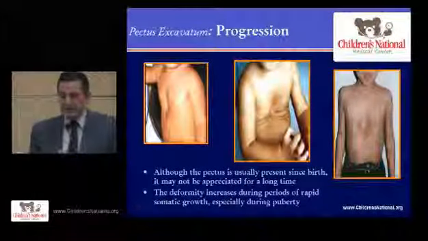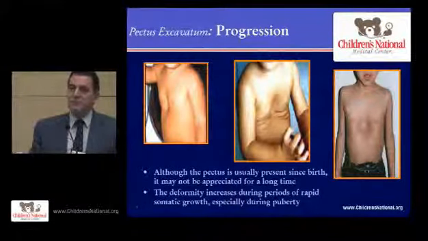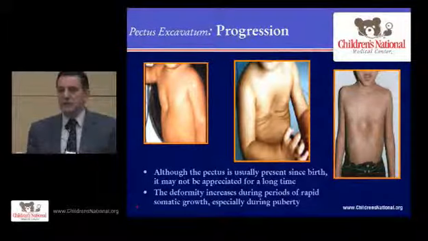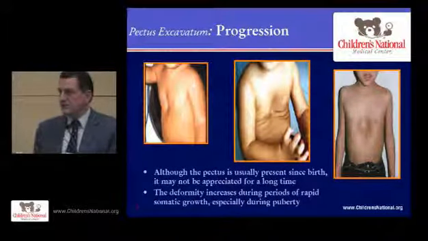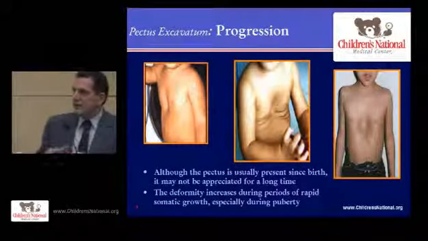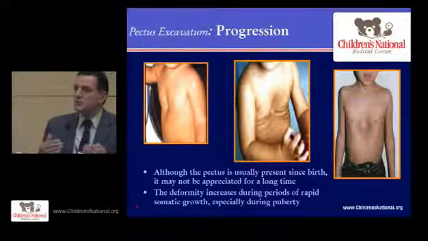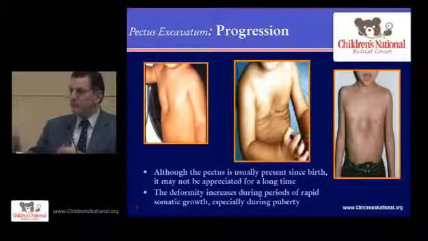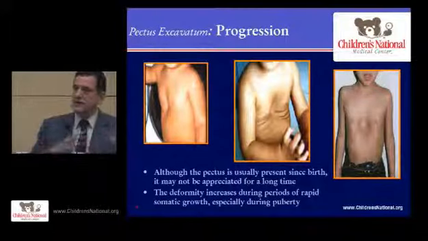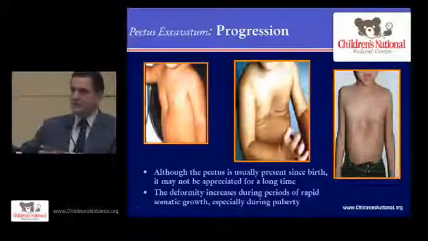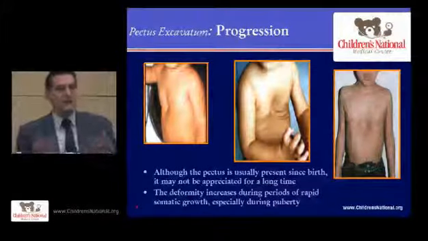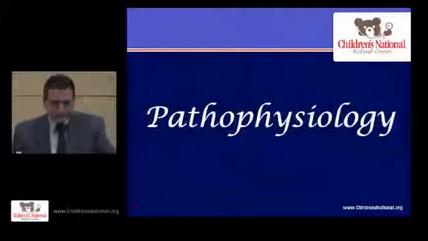And, as you can see in the middle picture, it becomes pretty prominent in later childhood, and it becomes even more prominent during adolescence, during puberty, and right after that. So, like a lot of other skeletal deformities, it follows pretty much the rapid growth of the body. Whenever you have rapid growth, usually these periods are around 2 years of age and about 7 to 9 years of age, and then in puberty, this is when you start seeing the rib cage abnormalities.